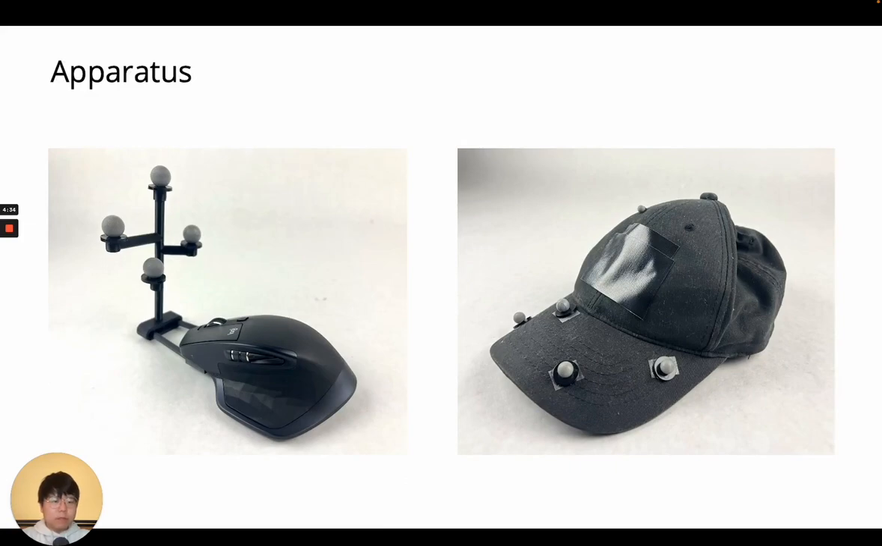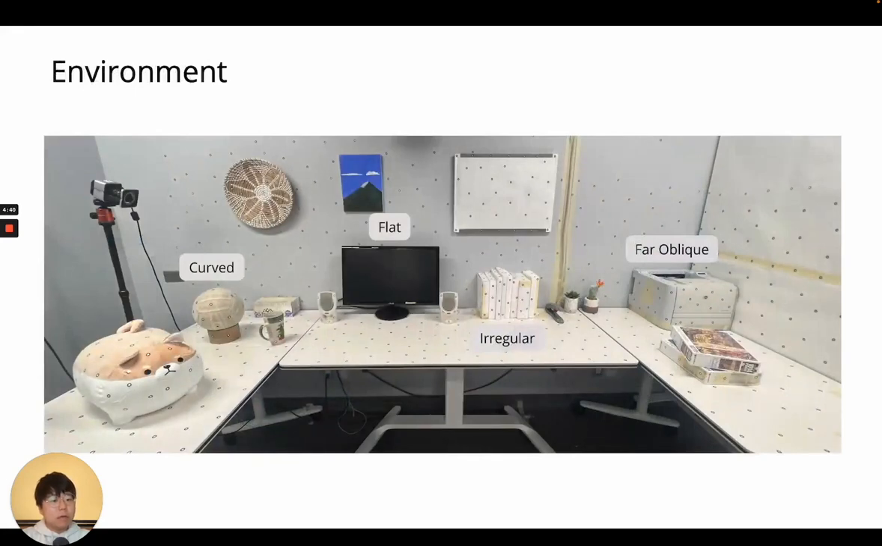For the experiment, we had a Vicon motion-tracked mouse, as well as a hat for head tracking. We've set up a realistic office space with a variety of surface types: a lamp sculpture as a curved surface, a monitor as a flat surface, a bookshelf as an irregular surface, and the front face of the printer as a far oblique surface.